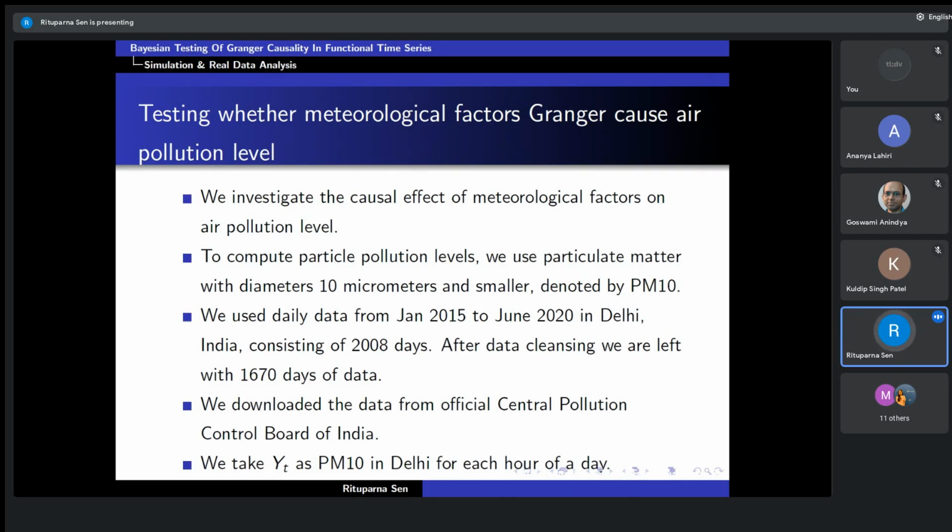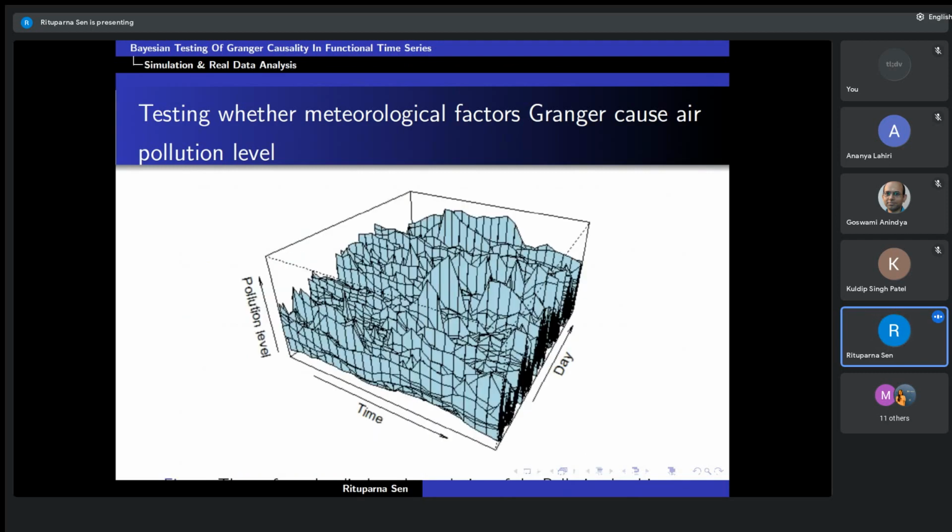And then the explanatory variables are meteorological factors. So first, let me show you the data. So this is different days, and this is the time of the day. So we're looking at a function as the time of the day. So that is the function. And then for every day, we have different functions. So that is how the data looks.